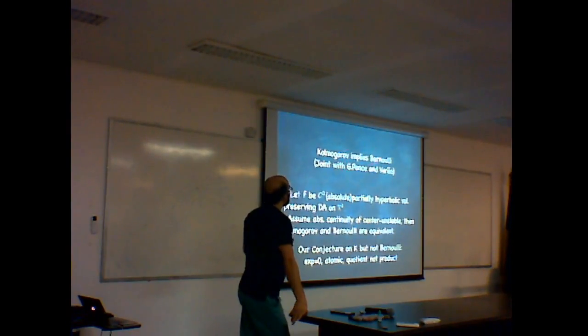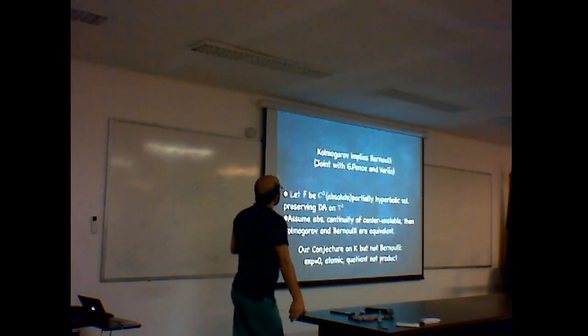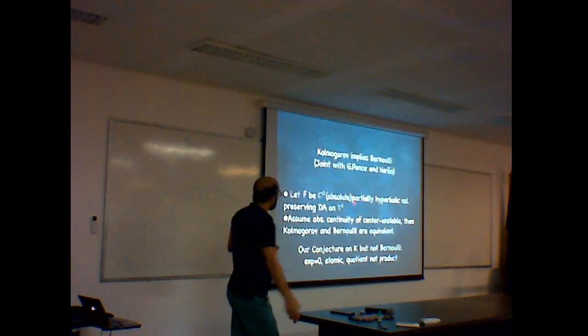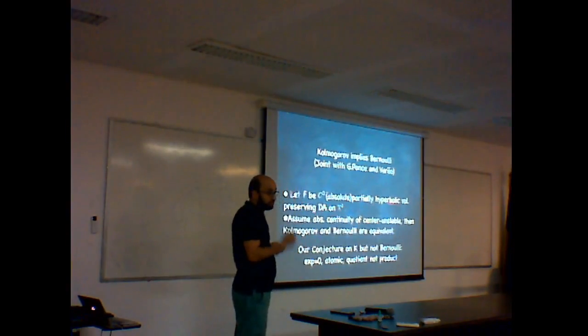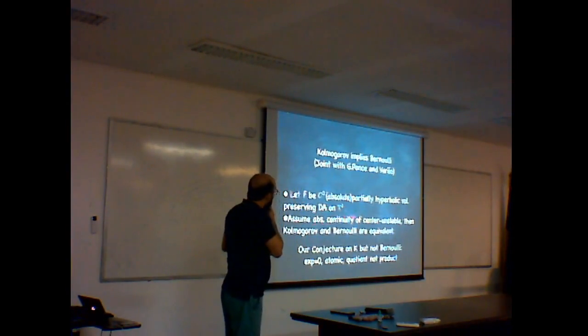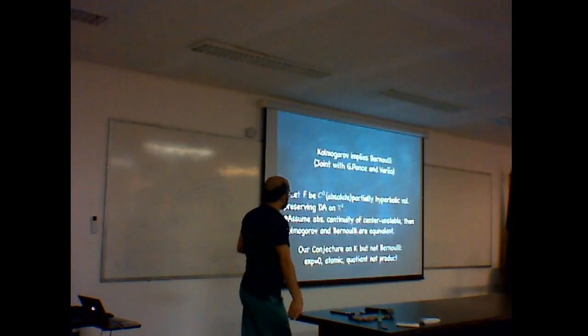This is a very well-known thing. I thought that maybe I cannot arrive at the end of my talk, and I didn't put many more references here, but there are many people who worked on the equivalence of Kolmogorov and Bernoulli property. And what we did, here I just announce that for partially hyperbolic diffeomorphisms preserving the Lebesgue measure, if you assume the center unstable absolute continuity of the foliation, the Kolmogorov and Bernoulli property are equivalent.